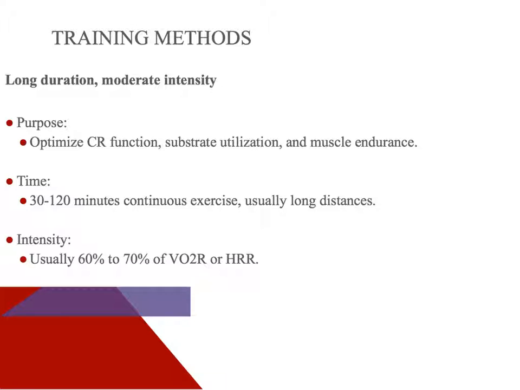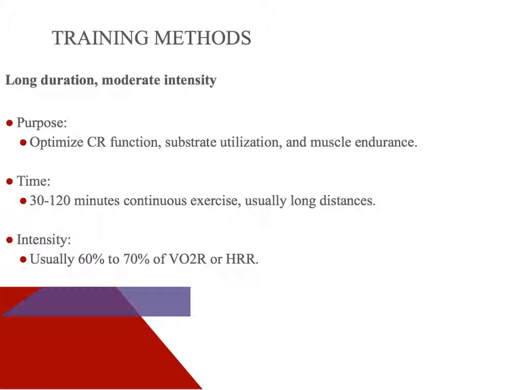This is going to be for somebody who wants to complete a long duration activity. Could be anything from a 5 or 10K to a half marathon, or just wanting to be able to leisurely jog for 30 minutes around the block. This is going to involve continuous exercise, and it's going to usually take place at 60 to 70% of our VO2 or heart rate reserve.